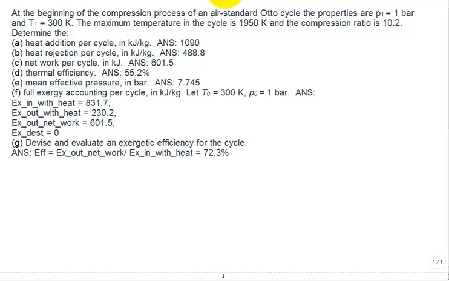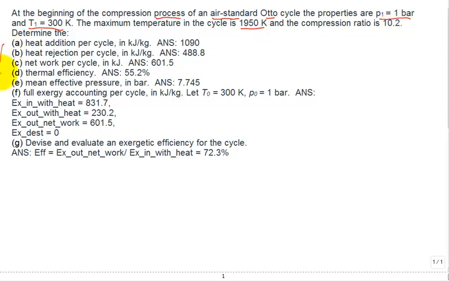So this is a long problem. Let's just go ahead and get started. At the beginning of the compression process of an air standard Otto cycle, the pressure is 1 bar and the temperature at state 1 at the beginning of the compression process is 300 Kelvin. The maximum temperature of the cycle is 1950 Kelvin and the compression ratio is 10.2.